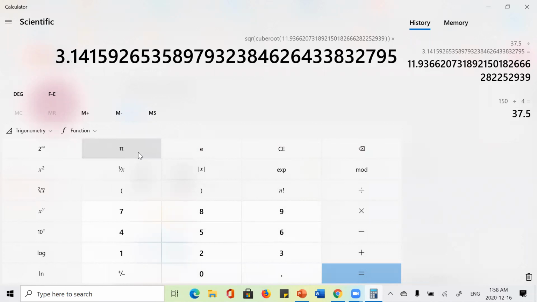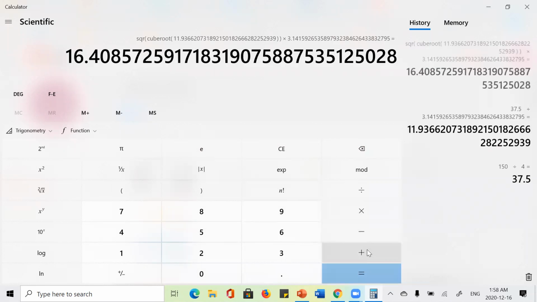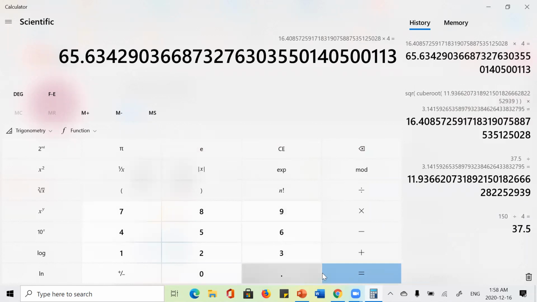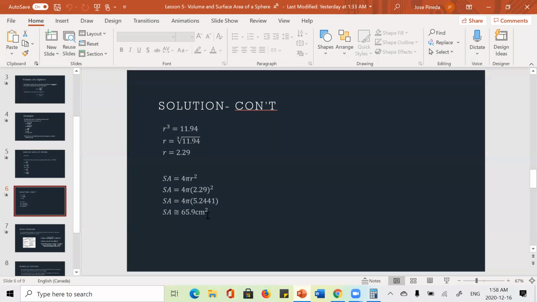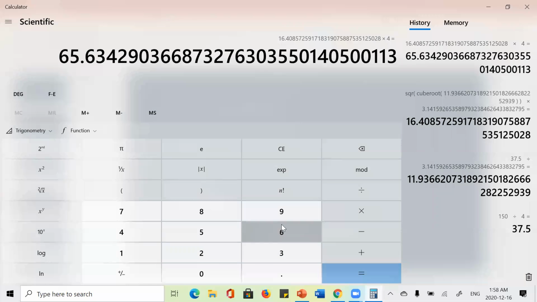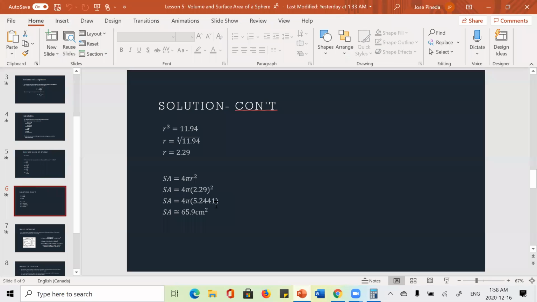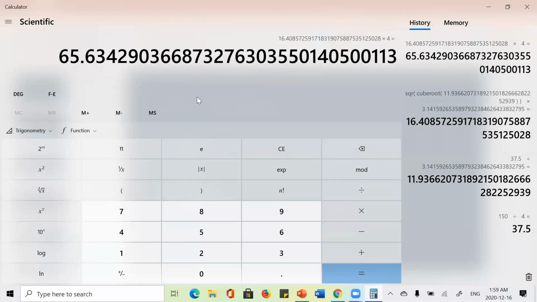And then we multiply this answer by 4. And that ends up giving us 65.63 rounded off. Now keep in mind that in this example, I may have rounded my answer myself, which obviously makes the whole answer slightly off. I believe if I had used 2.29, squared it, multiplied by 4, and then multiplied by pi, I actually end up getting 65.9, which is this answer here. So keep in mind that the difference in the answer is because I rounded.